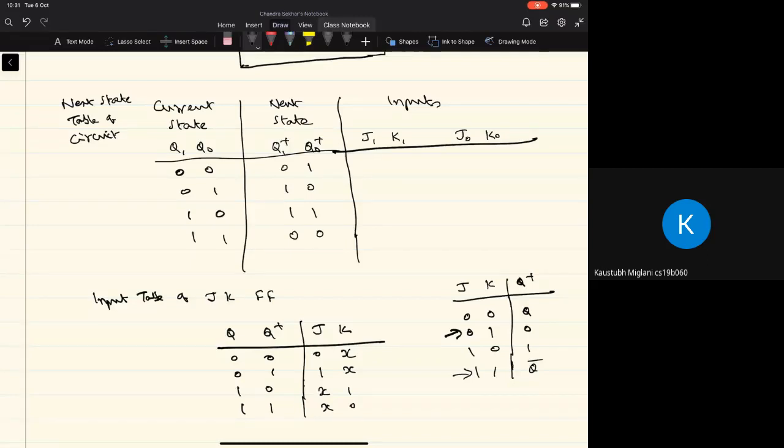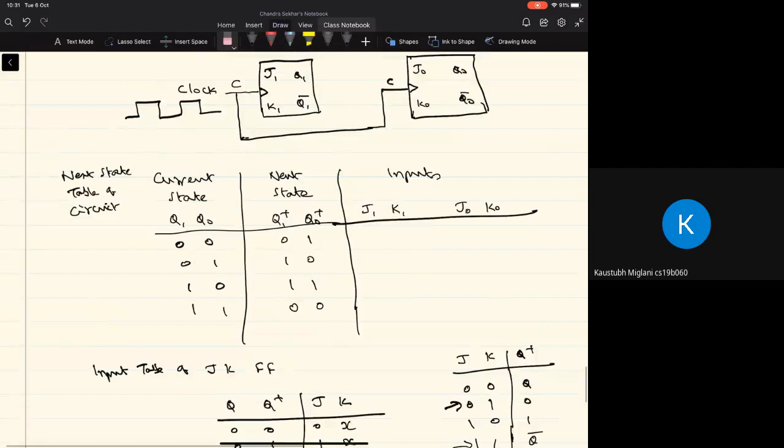Now, how do I use this input table of the JK flip-flop to determine the inputs for the circuit that I want to design? What is the circuit that I want to design? I want to design this counter circuit, and I got the next state table of the circuit, right? So now let's take the pair of columns in this.